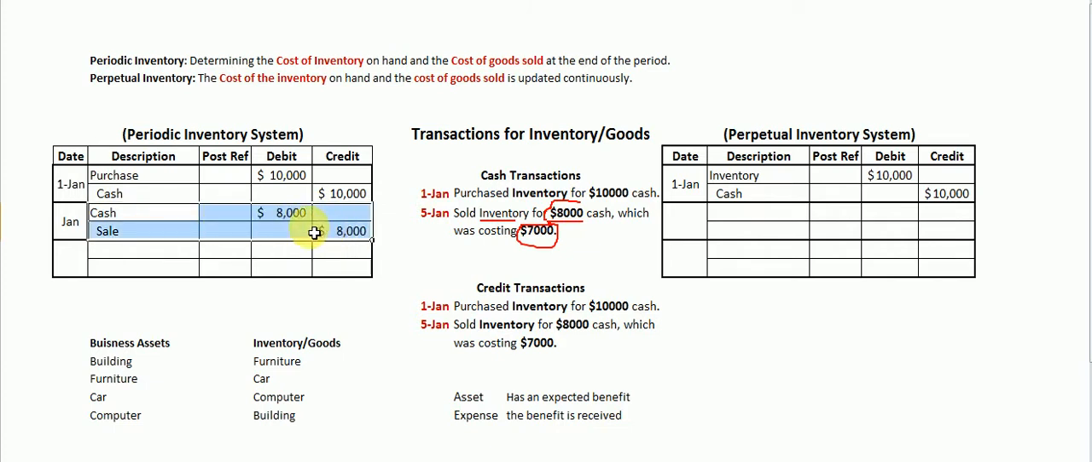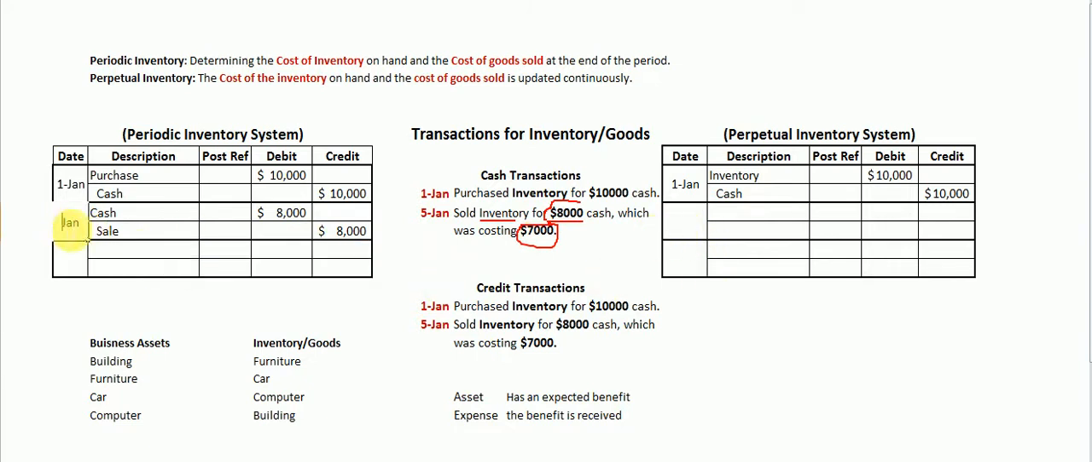But here we have another transaction for generating this much revenue. How much cost have we incurred? That is $7,000, but we do not record it here. Keep in mind why: in this system we have already recorded the goods as an expense when we purchased them, so at the time of sale we need not convert them into expense again. That is why in the periodic inventory system the second entry of sacrifice or expense is not recorded.